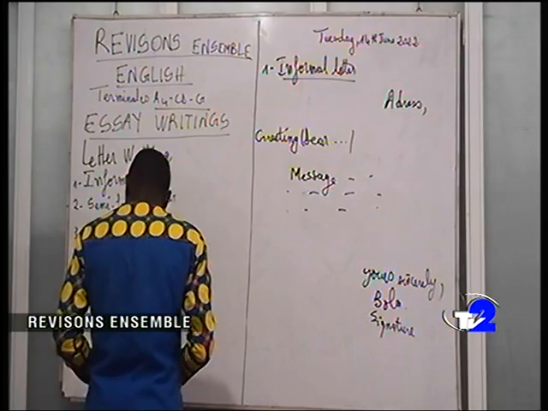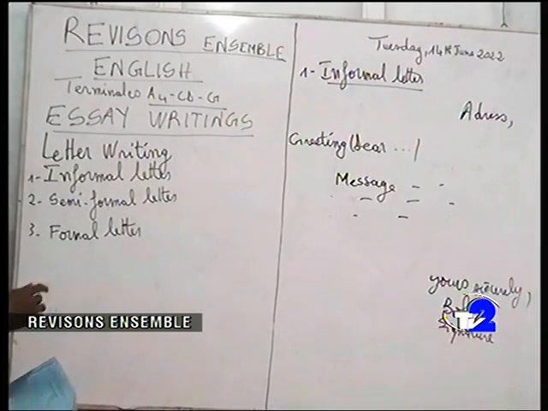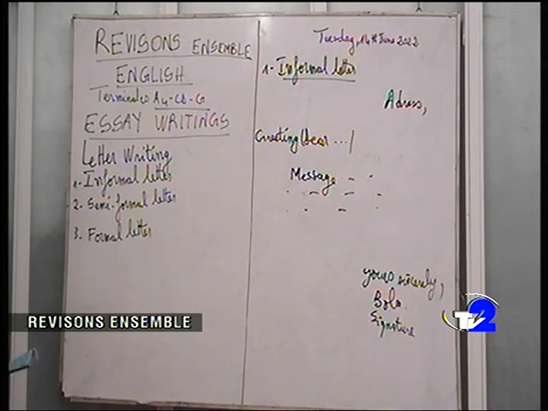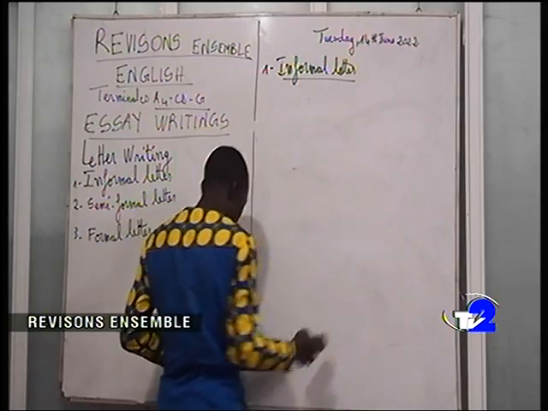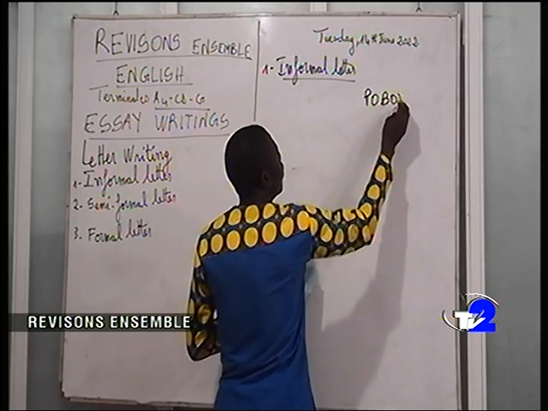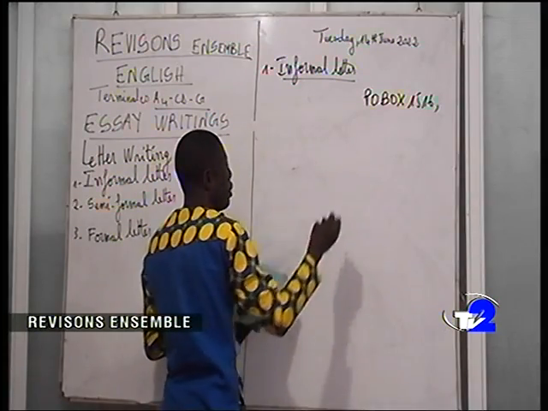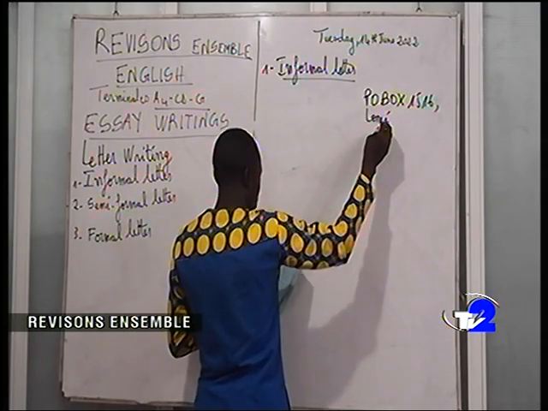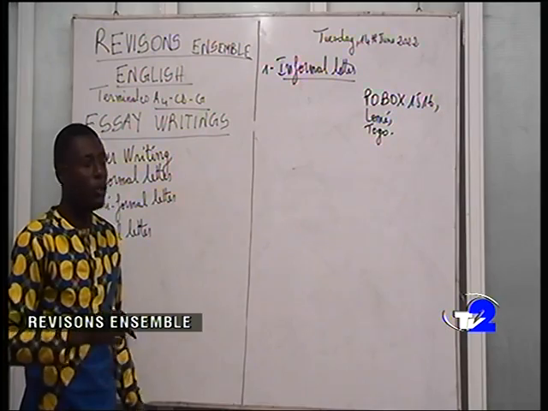Now we are going to present the real layout of the letter. So you follow very well, and we are going to deal with the layout of the letter right now. The real presentation of the letter, I'll put it on the board right now. For example, you start your address with a PO Box 1516, Lomé, Togo.